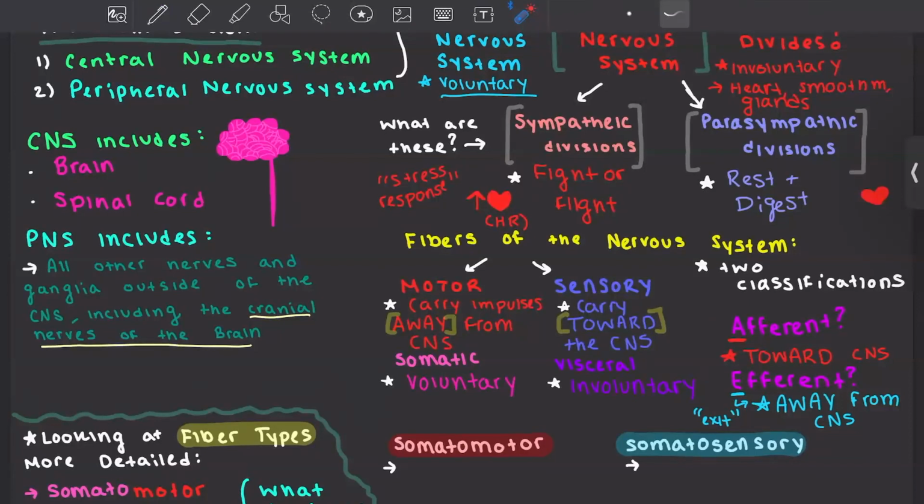I always think E as an exit. So efferent is kind of interchangeable with motor, and then afferent is interchangeable with sensory. You'll see them both used, but I thought that was important to note.